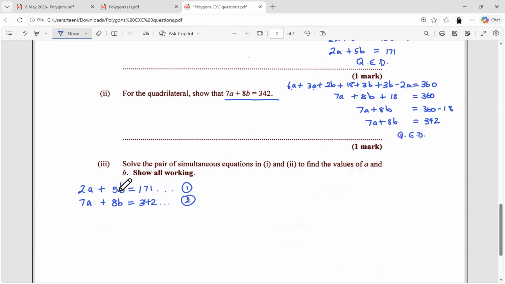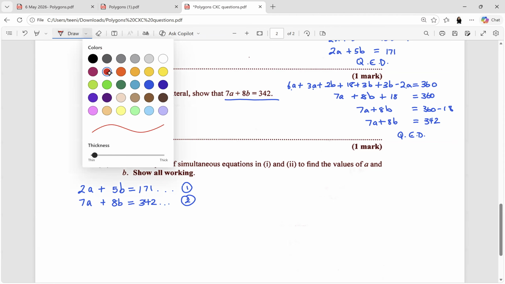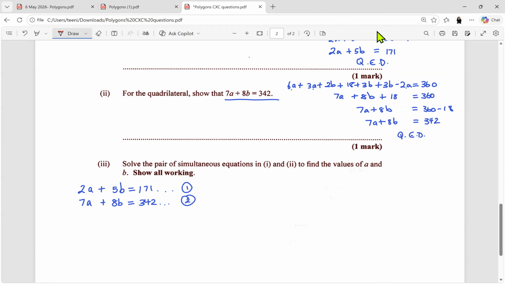Now, neither of the equations have the same coefficients. So what I'm going to do is multiply equation 1 by 7 and then equation 2 by 2 to get the coefficient of A to be the same. So when you're trying to use elimination, which is my preferred method of solving simultaneous equations, since none of them have the same coefficient, what I'll do is I'll find the LCM. I'll choose one of the variables. I'm choosing A, and since the coefficients of A are 2 and 7, I find the LCM of 2 and 7, which is 14.